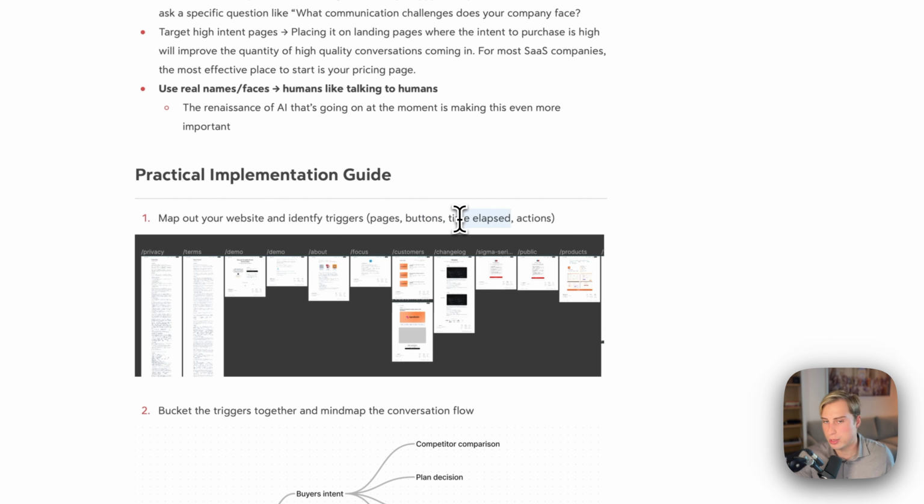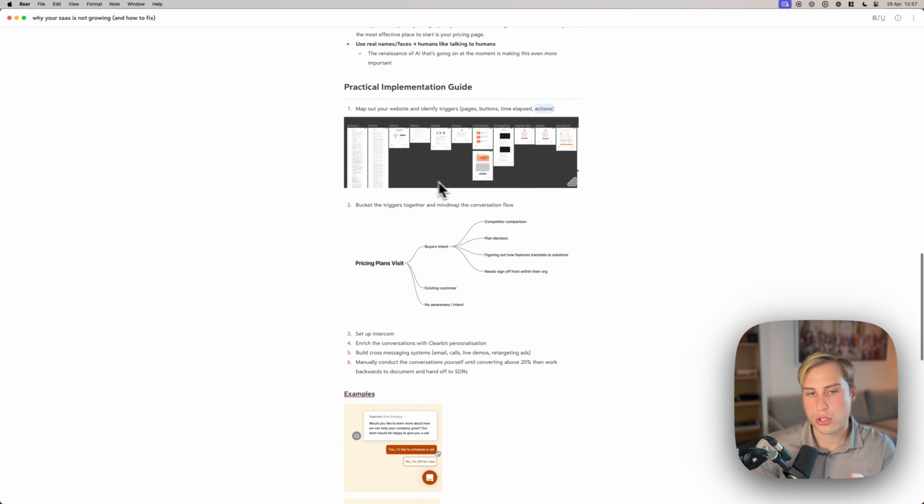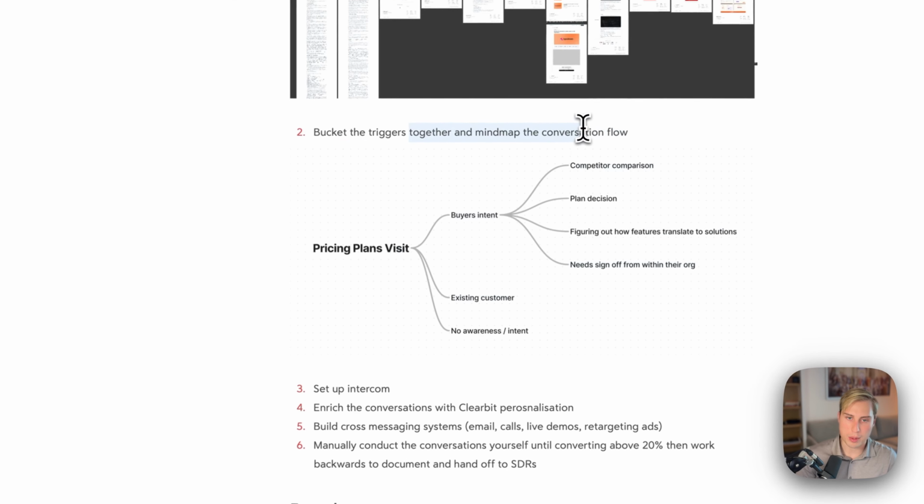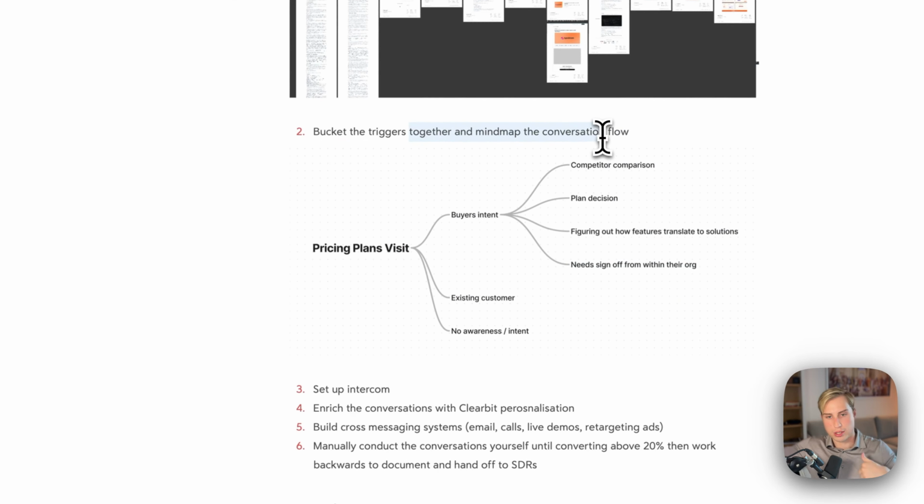Okay, and you can look at pages, you can look at if they press certain buttons, you can also look at how much time they've spent on the site. For example, if they spent more than 5 minutes on your website, probably a good idea to ping them, that's high intent, or if they've taken certain actions, right, like sharing the link with someone or whatever. Okay, the next thing I think you should do is bucket these triggers together and then mind map the different channels that the conversation can go through.